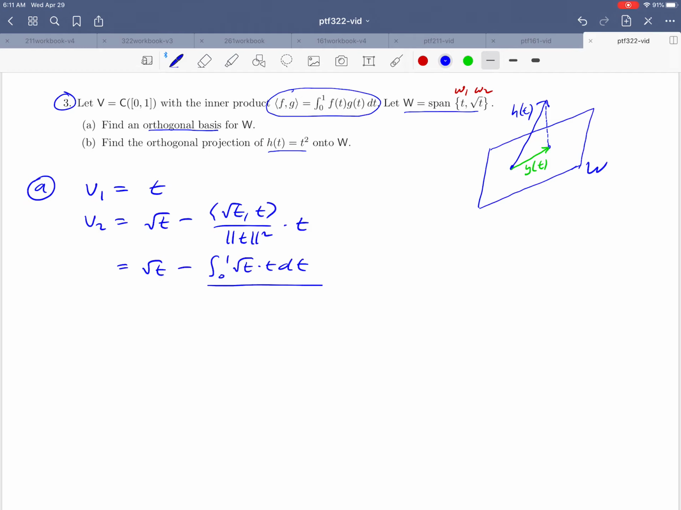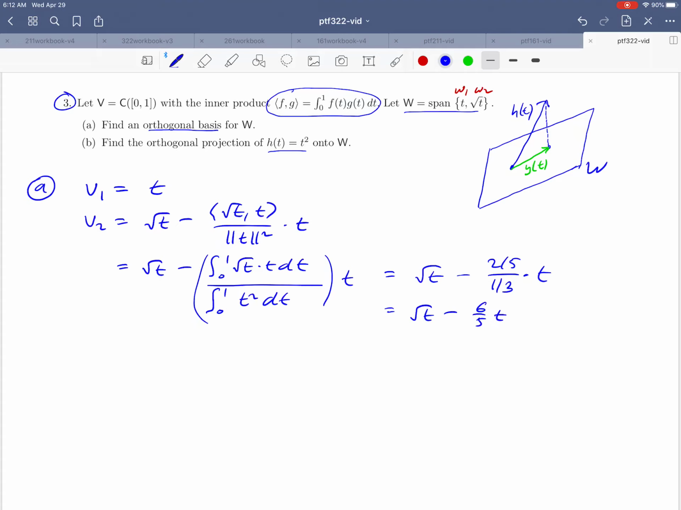In the denominator, the norm of t squared is really just the inner product of t with itself, so that turns into the integral of t times t, which is t squared, and that gets multiplied by t. You could do these integrals by hand, but I'd prefer that you use technology. There's really no point in spending the extra time here. If you do that, the integral in the numerator turns out to be 2/5, and in the denominator we get 1/3, multiplied by t. Do a little more simplifying, and that turns into the square root of t minus 6/5 t.